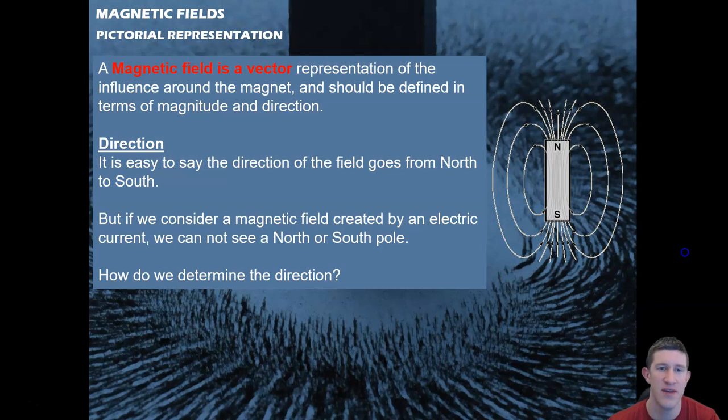A magnetic field is a vector. It is represented as the influence around the magnet, and it should be defined in terms of its magnitude and its direction. When we talk about its influence, it's what it does to things around it and what things around it do to it. So it's that action at a distance sort of thing that we talked about earlier. In terms of the direction, it's easy to say the direction of the field goes from north to south. But if we consider that a magnetic field can be created by an electric field, how do we define its direction then when there's no physical north or south pole that we can see?